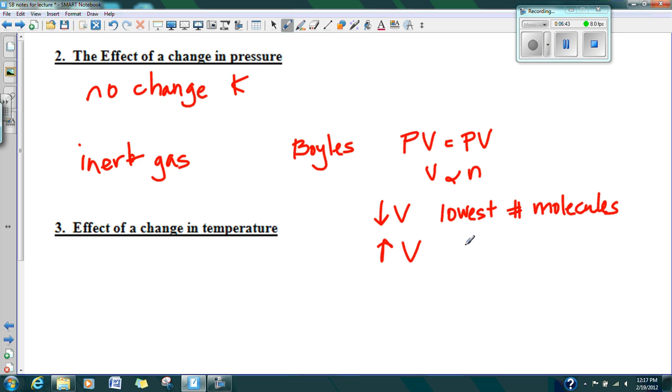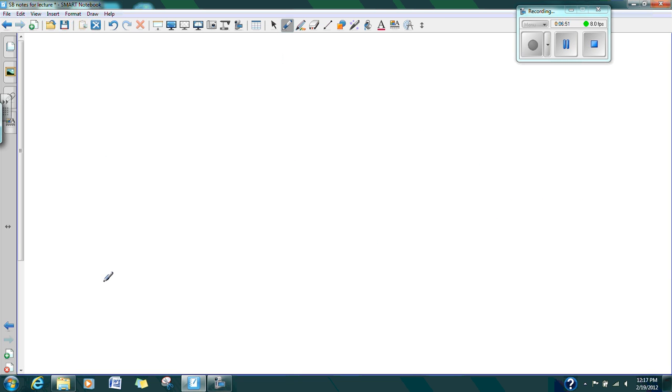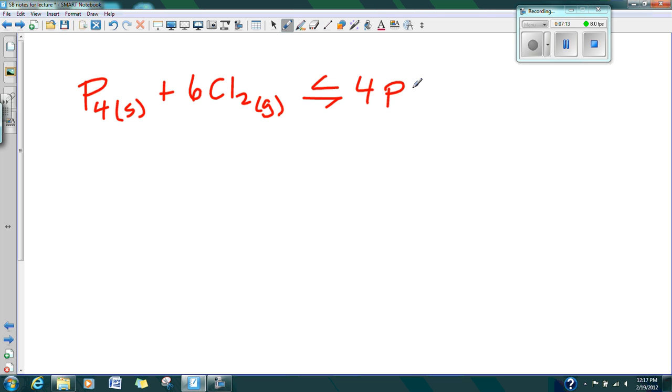So it's the exact opposite. Now I want you to take a look at page 608. If you look at 608, you can see that there's an example there where they are changing the pressure. They have P4, so phosphorus in the solid state. You recognize that that's how it naturally exists. I have 6 moles of diatomic chlorine gas, and this is at equilibrium, and I have 4 moles of phosphorus trichloride, and this is in the liquid phase.